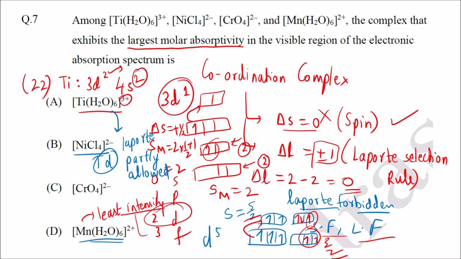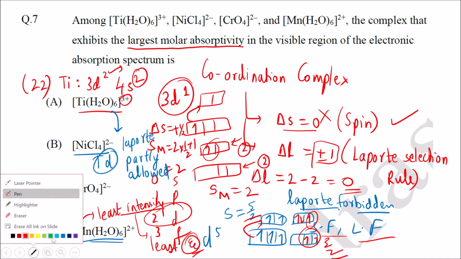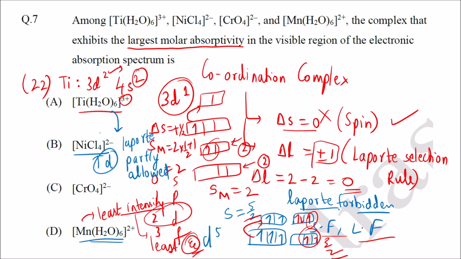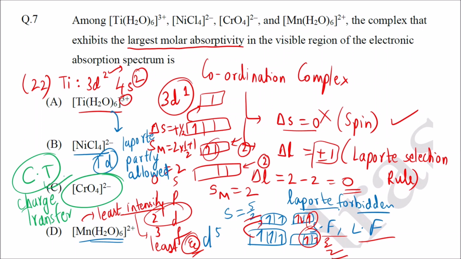Okay, intensity means it will also have least absorption coefficient. Epsilon, molar absorptivity, will also be minimum. The one for which the intensity or the molar absorptivity is maximum is the complexes where there is charge transfer. Wherever there is charge transfer present, that will be maximum. So that is option C.